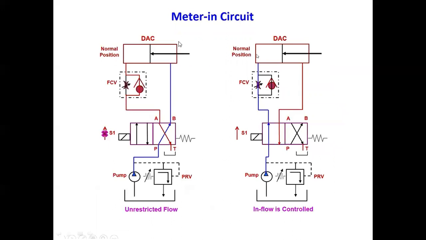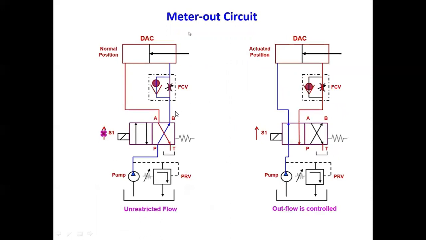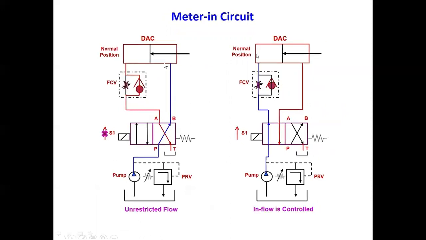This is meter in circuit. See operation of meter in circuit. So this is in second position. I go to here like that. The DCV piston goes to the left hand side, and here this is A to T, oil returns to tank. Yeah, the flow control is in normal position. This is retraction.